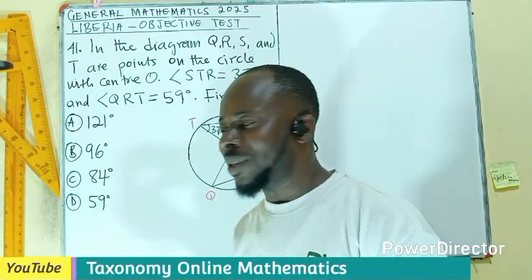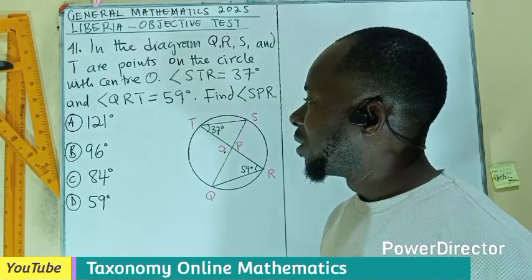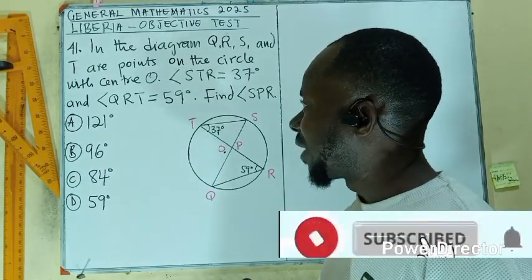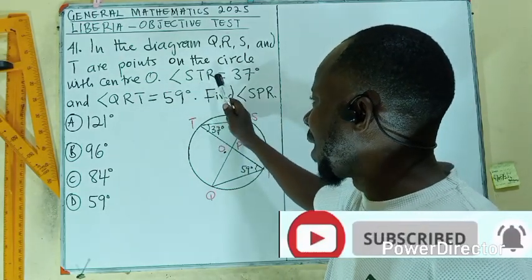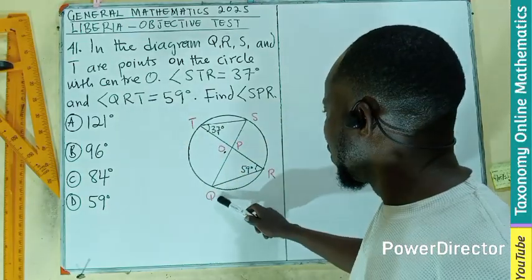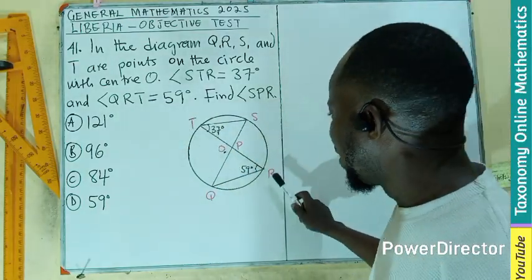Welcome to question 41, still on circle theorem, the circle geometry. In a diagram, Q, R, S and T are points on a circle with the center being O. The angle at STR is 37 and the angle at QRT is 59. We have to find the angle SPR.